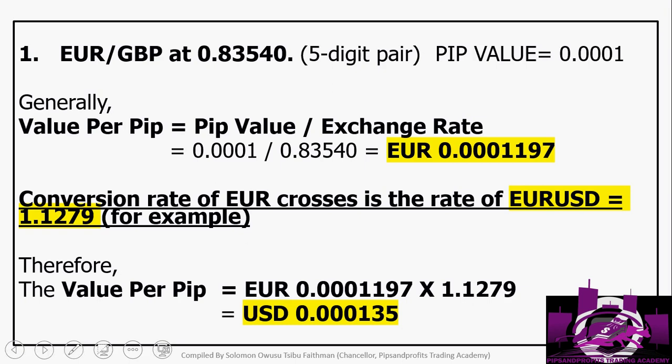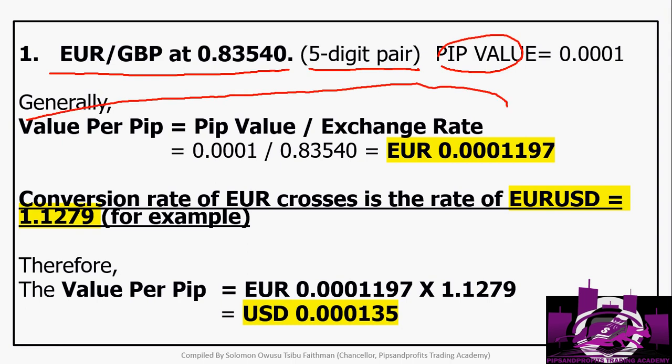So let's see how we go about it. We are having Euro GBP at 0.83540. It is a 5-digit pair. For that matter, our Pip value is going to be 0.0001. And generally, the general formula is this. Okay, so we can do it this way.